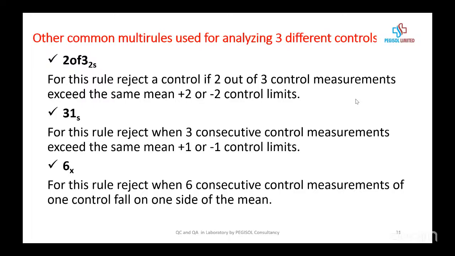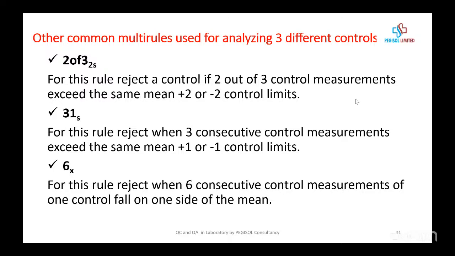So, other common multi-rules used for analyzing three different controls. When you have three different controls, like level one, level two, level three, high, normal, and low, you can use any of these rules. You have the 3-1S rule. For this rule, reject when three consecutive control measurements exceed the same plus or minus one control limit. So the three different controls, high, normal, and low, all of them on that day of measurement, exceed plus or minus one standard deviation. You have to reject.